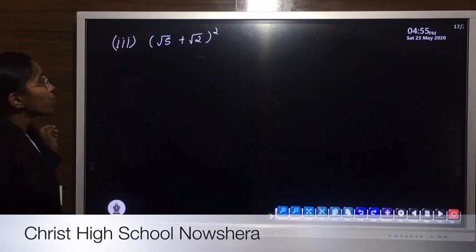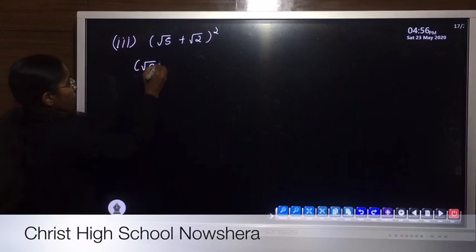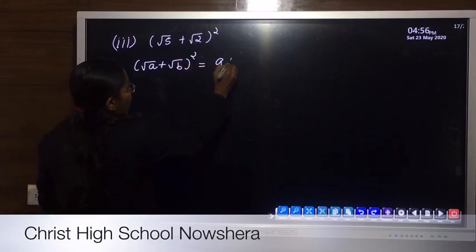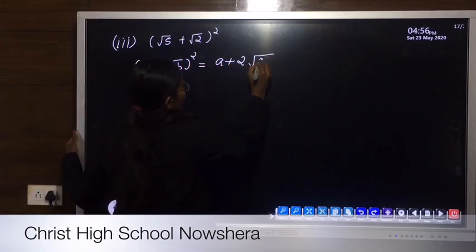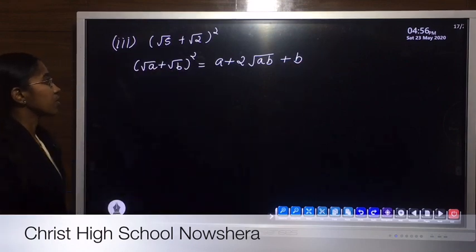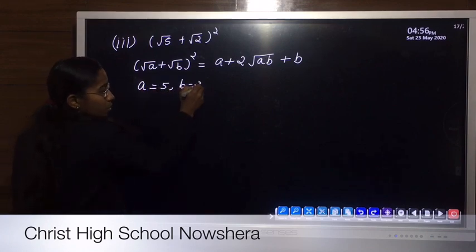Third one, root 5 plus root 2 whole square. Root a plus root b whole square. What is root a plus root b whole square? Root a plus root b whole square is equal to a plus 2 root ab plus b. This is the equation, so substitute those values. What is a here? A is 5 and b is equal to 2.